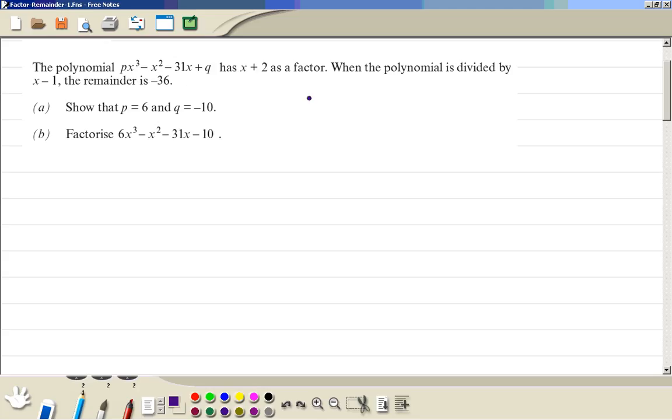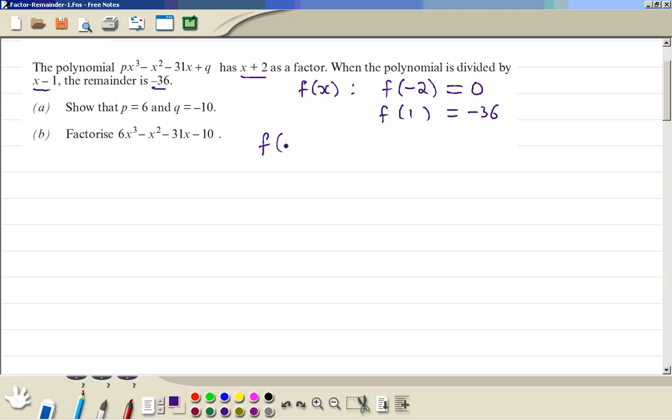So for this question here, this is our polynomial f of x. Because x plus 2 is a factor, that means if we substitute x equal to minus 2 into this polynomial, the remainder is going to be equal to 0. For this one here, if we substitute x equal to 1, then our remainder is minus 36. So we're going to make two equations by doing this.